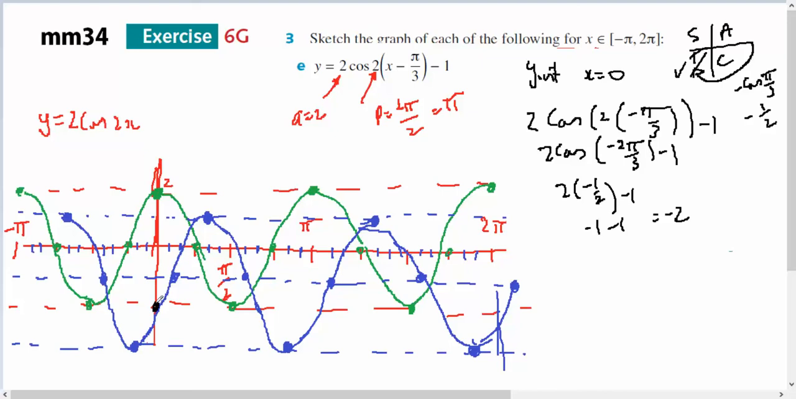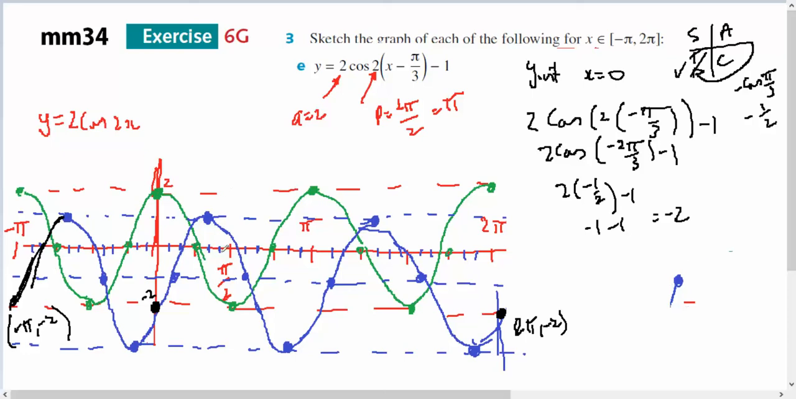And I'm pretty happy about that because that's cutting through at negative 2, which means I finish there at 2 pi and negative 2. And I'll continue that line down, and I will be at the endpoint there, which is minus pi and negative 2. Okay, so I've got my y-intercept, and my endpoint will be at negative 2 as well, and my starting point, which is negative pi and negative 2.